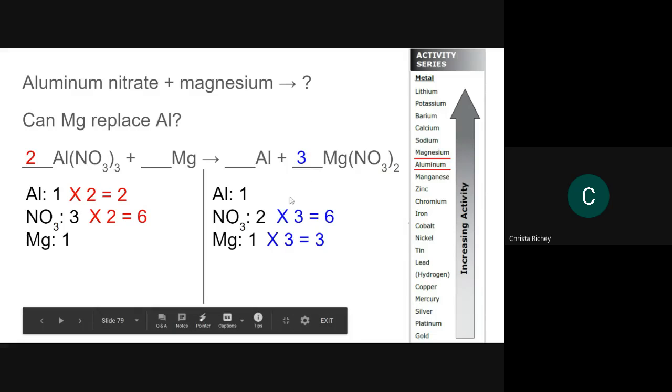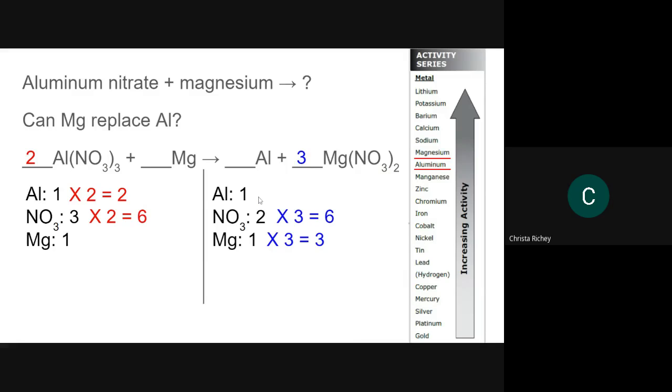So how do you fix the aluminum? You got 2 on the left and 1 on the right. Times 2. Oh, I fixed the magnesium first. Times 2 on the right. The magnesium, I had to do times 3 to make them both the same value. I should have done the green before I did the purple.